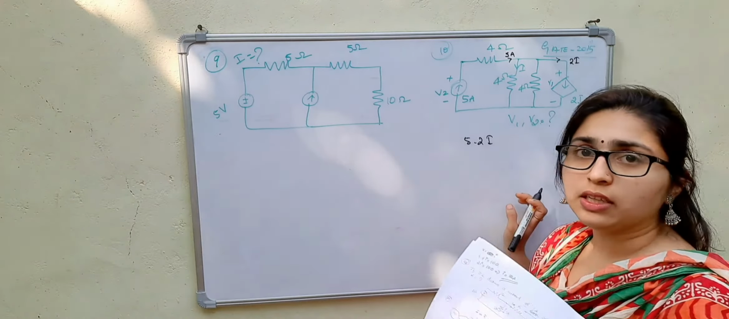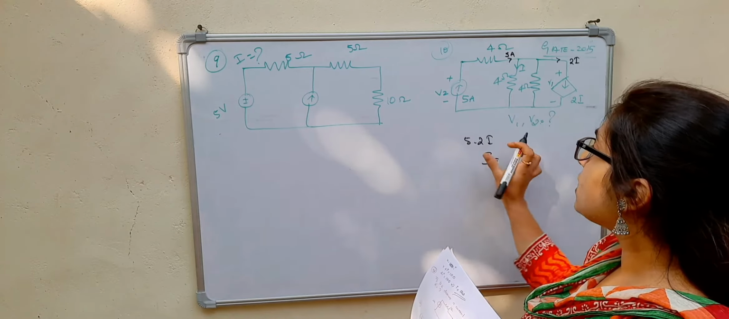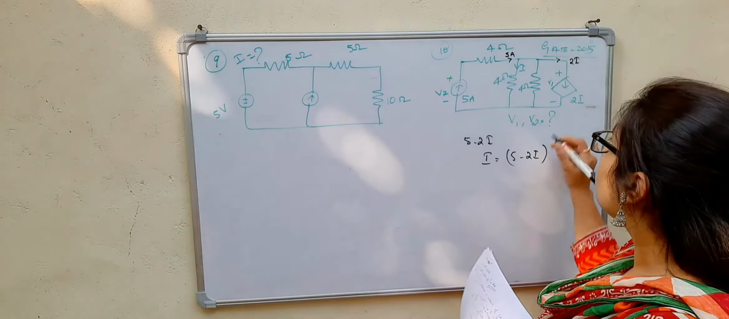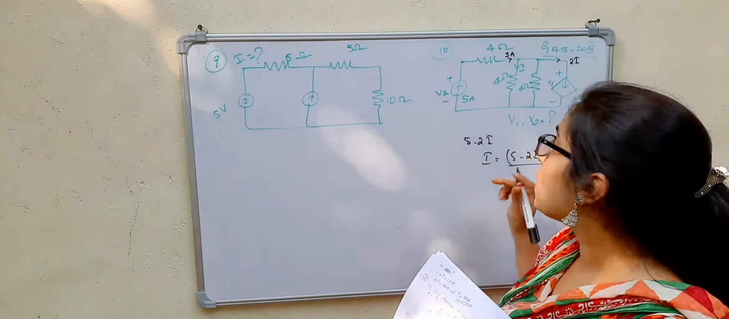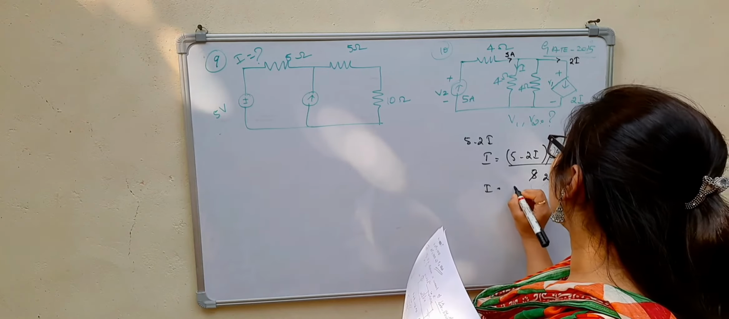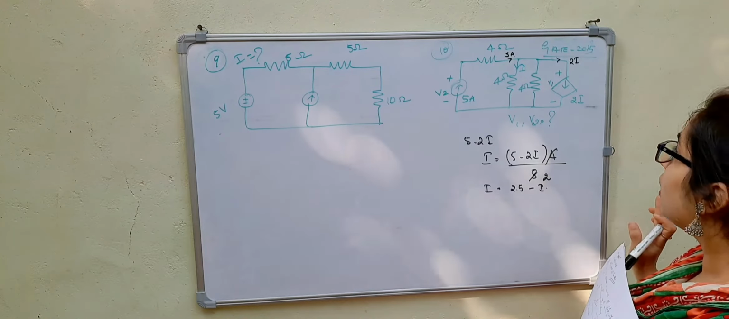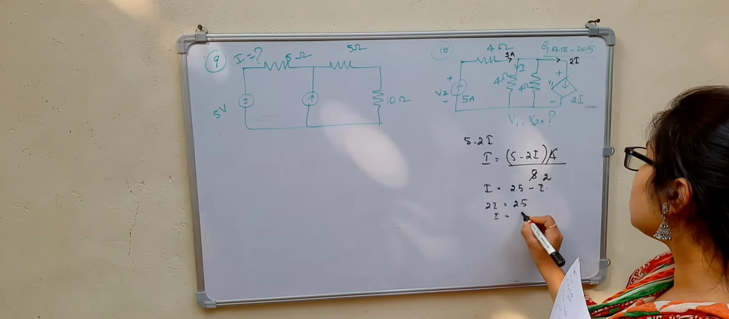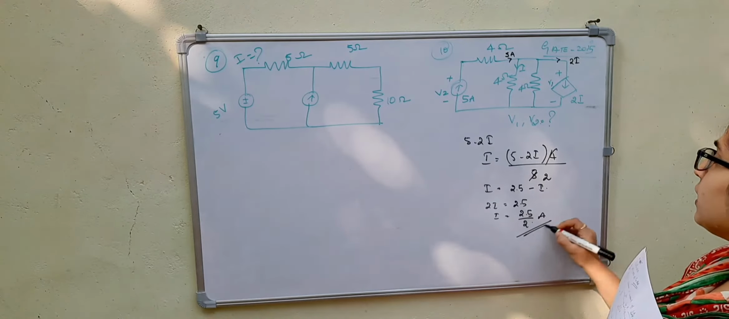Now I will apply the current divider rule. See, the current divider rule means I is equal to the total current, 5 minus 2I, into the resistor in the opposite branch, which is 4 ohm, divided by the total resistance, 4 plus 4, that is 8. So this is 1 by 2. So I is equal to 2.5 minus I. So 2I is equal to 2.5, so I is equal to 2.5 divided by 2. This is the current through this.